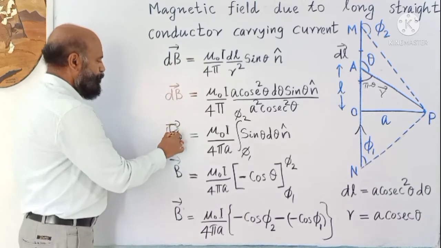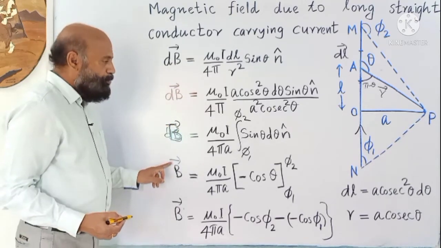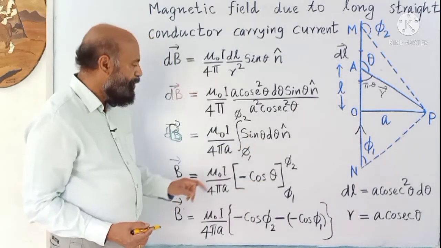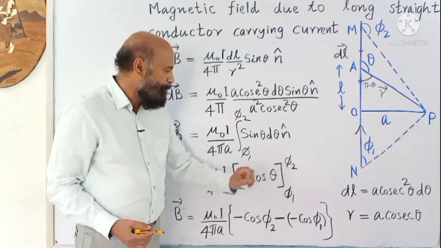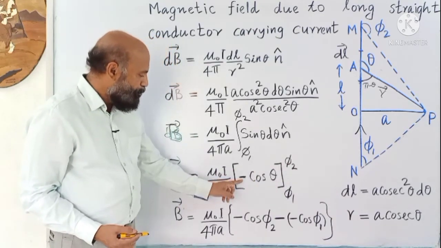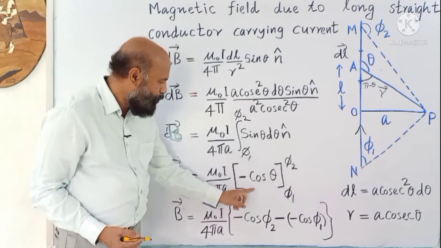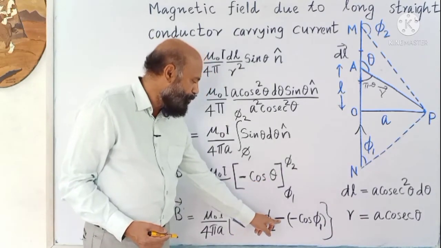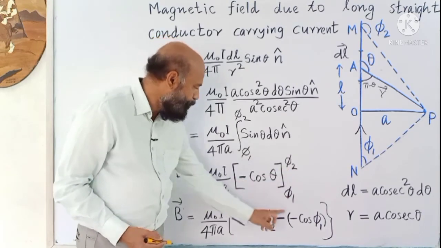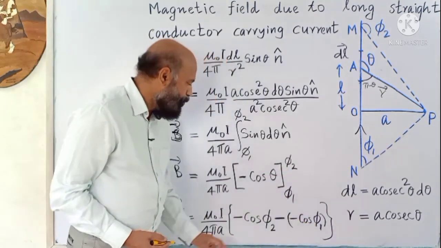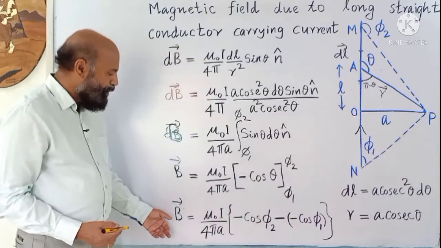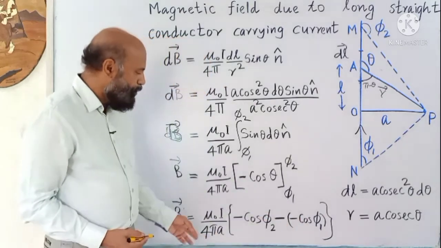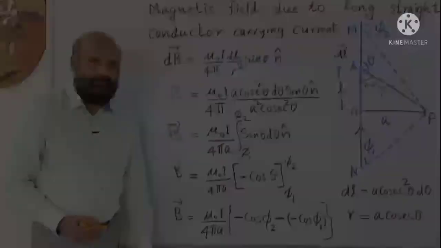Now the integral of sine theta is minus cos theta, with lower limit phi 1 and upper limit phi 2. Substitute minus cos phi 2 for the upper limit, minus the lower limit, which is minus cos phi 1. Minus into minus is plus. So the total magnetic field will be mu 0 I by 4 pi a, cos phi 1 minus cos phi 2.